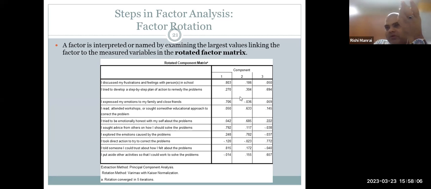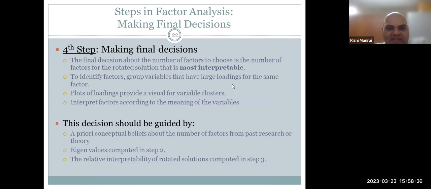Then when you get these three factors, you will be able to do any further analysis with these factors. So to find out the factors very cleanly out of these variables, you do the rotated factor. You need this particular matrix, and once it is received, you will be able to capture the components or the factors very clearly. The next step is making the final decisions.